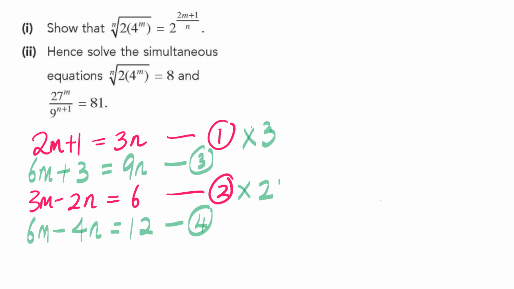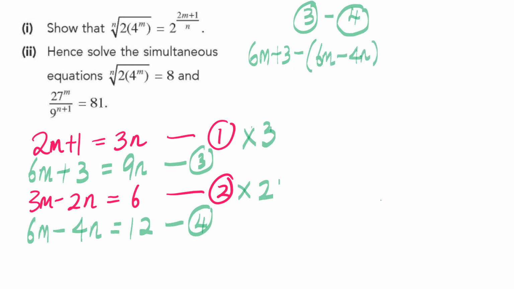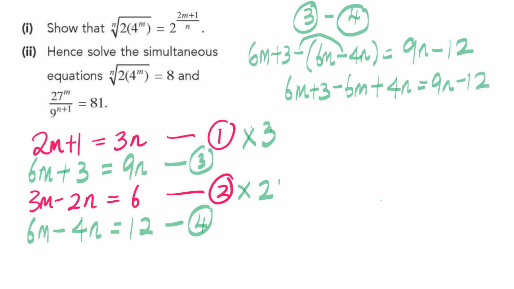Alright, so what I'm going to do now is to take equation 3 minus equation 4, which means 6m + 3 minus, make sure the bracket must be there, (6m - 4n). Then on the right-hand side will be 9n - 12. Right, let's continue. So I would have 6m + 3 - 6m, and beware, minus times minus is a positive 4n, equals 9n - 12. So 6m minus 6m, our dear 6m will be gone, bye-bye. And then I will have 4n + 3 = 9n - 12.